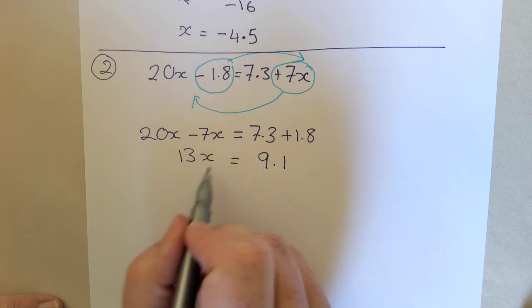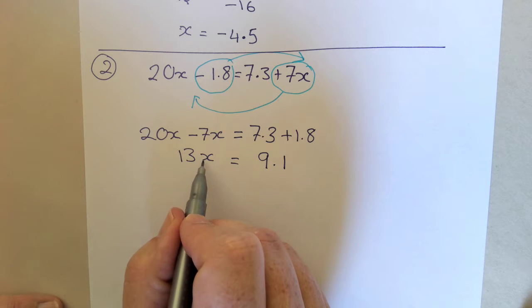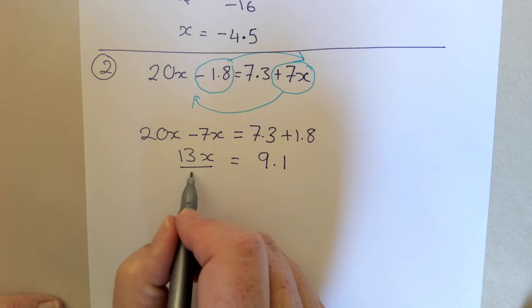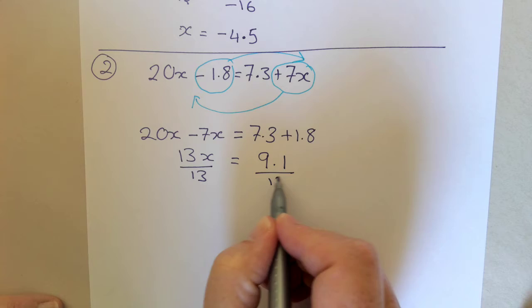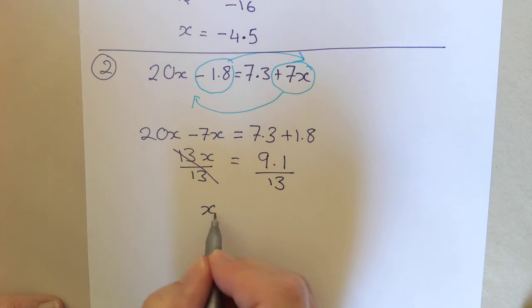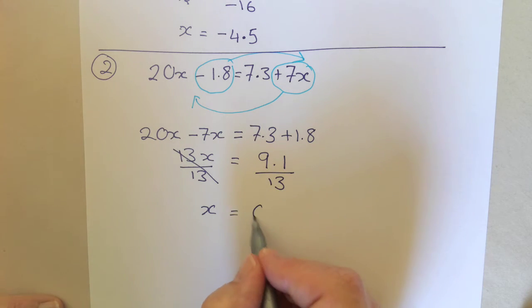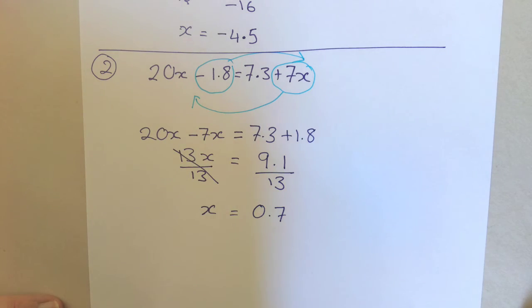Now I've got 13x, and remember that's 13 times x. The opposite of multiplying by 13 is dividing by 13, so I'm going to divide both sides by 13. Those will cancel to leave me with an x on the left, and 9.1 divided by 13, if we put that into a calculator, gives us 0.7. And that's how we rearrange equations and solve when there's a variable on both sides.